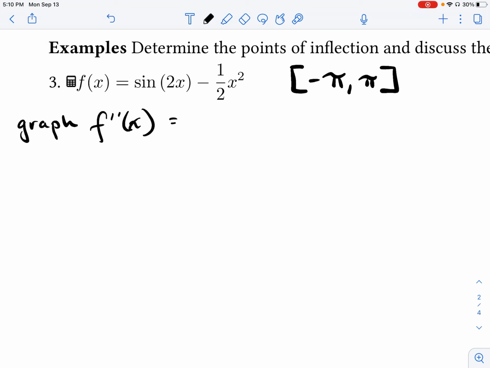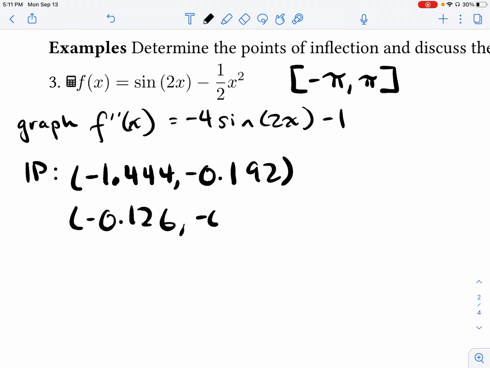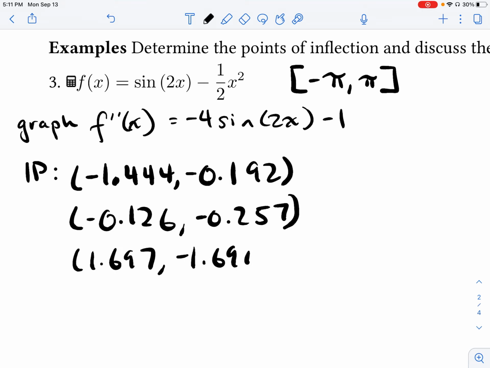Which is negative 4 sine 2x minus 1, okay? Go ahead and graph that. But what you should get are a number of different inflection points here, and I'm just going to list them. This is kind of hard to get across in just a video, but I do want to list them and provide them to you if you wanted to just quickly check your answers. So you have 1.697, negative 1.690, and I believe there's one more.